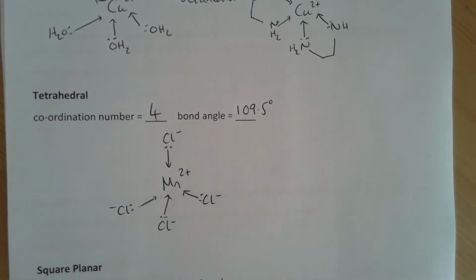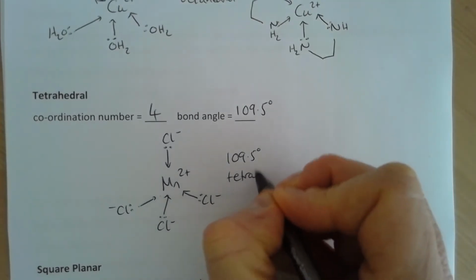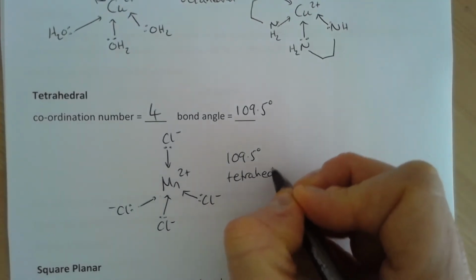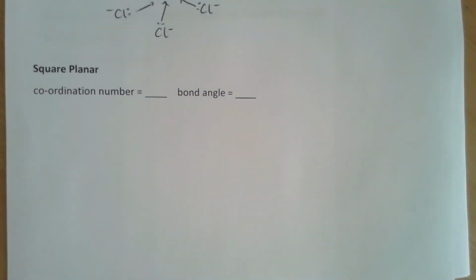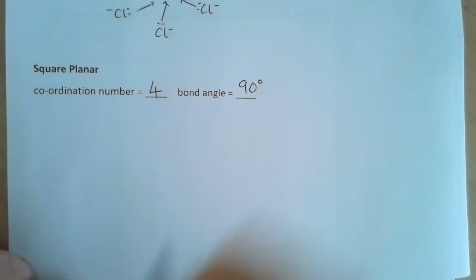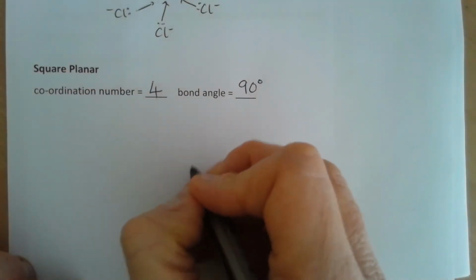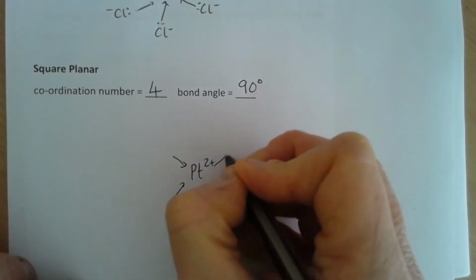Again, I haven't drawn this in 3 dimensions, but if I write next to the shape that it has a bond angle of 109.5 degrees and it is tetrahedral, then that's fine. We're going to have a look at another complex now, which is one you do actually need to know. I'll make sure in future lessons that I make that quite explicit. But this is the square planar geometry, and the example you need to know is an anti-cancer drug called cisplatin.